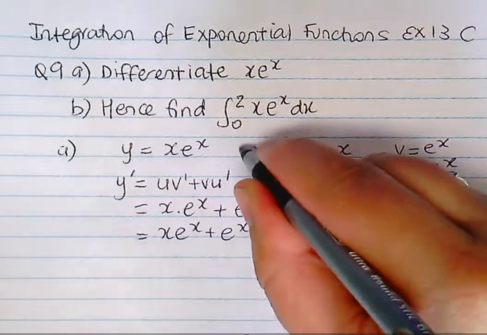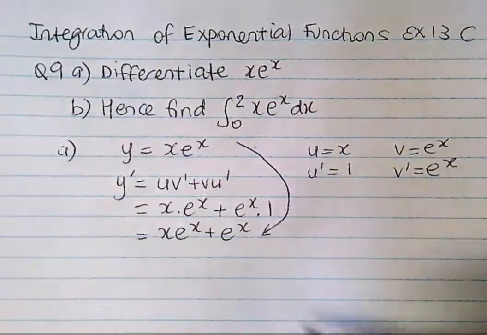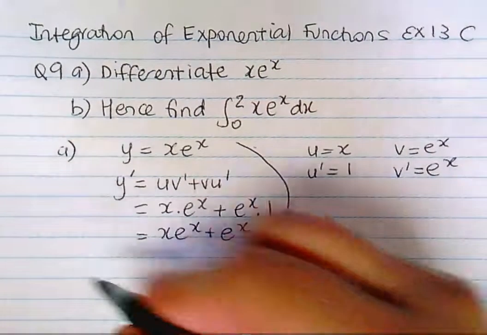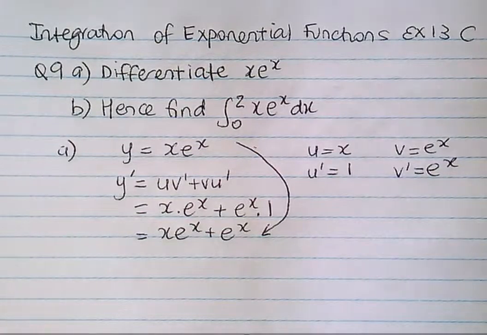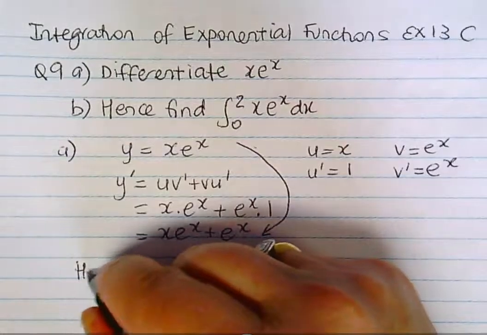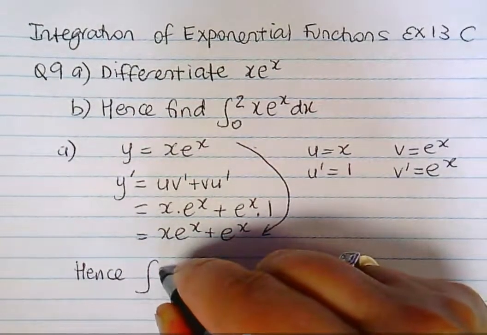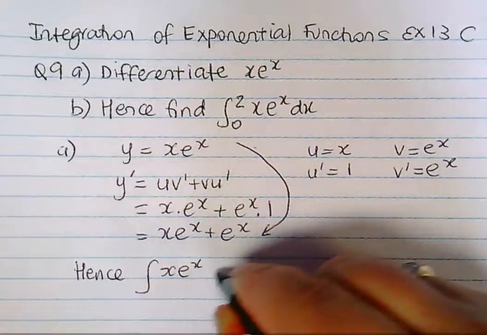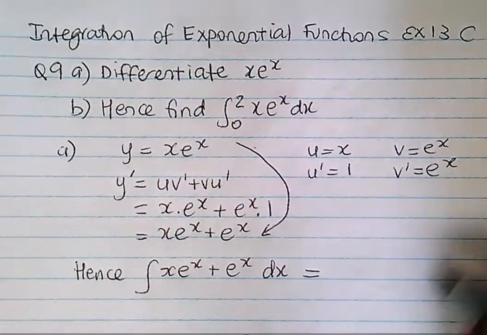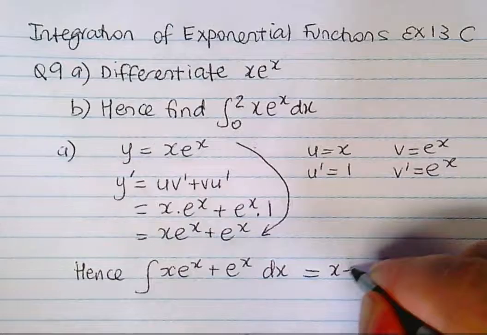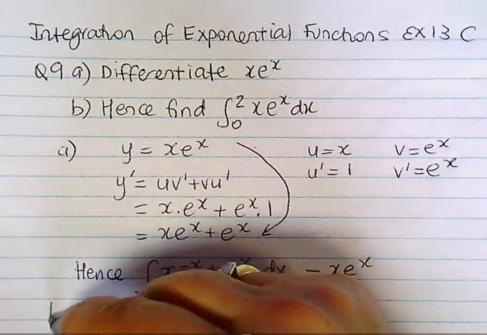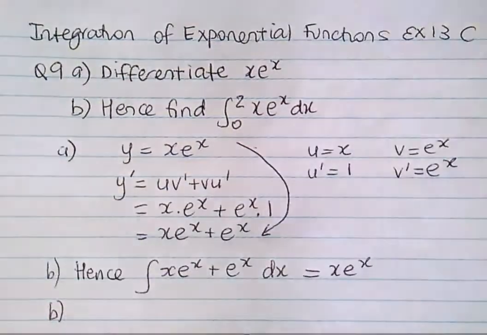So if I differentiate x e to the x, I get x e to the x plus e to the x. Remembering that integration is the reverse process of differentiation, if I integrate x e to the x plus e to the x with respect to x, I will get x e to the x.